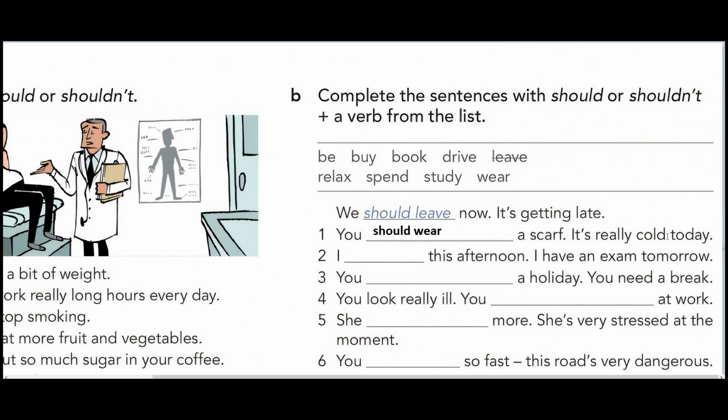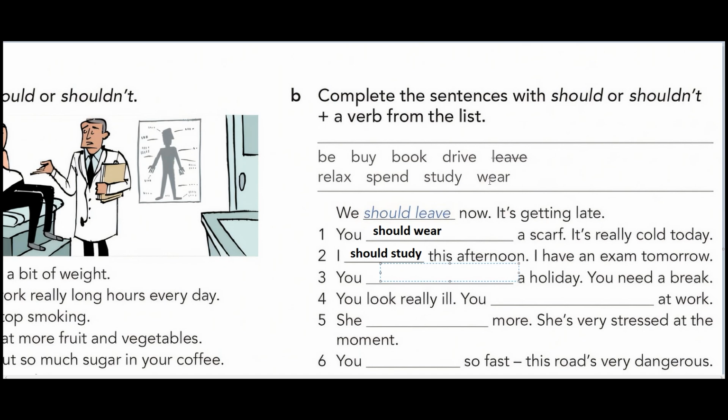It's really cold today. Next, this afternoon, I have an exam tomorrow. I shouldn't relax. No, I should study. Maybe this one: I should study this afternoon. I have an exam tomorrow. Next is, really? Drive, book, buy, spend, relax, be. Yeah, it will be okay. Next is number 3, you need a break. You should have a holiday.